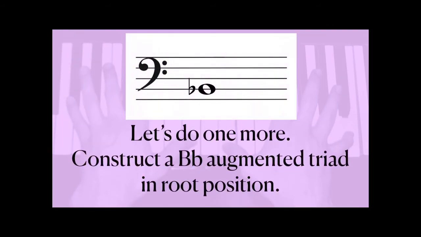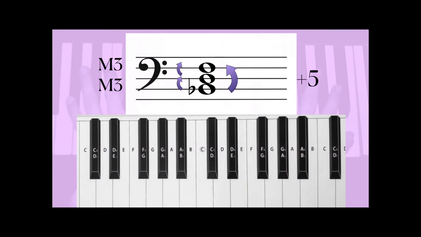Let's do one more. Construct a B flat augmented triad in root position. Line, line, line. Major third on the bottom, major third on the top, augmented fifth between the root and the fifth. Let's count on the keyboard, starting on a B flat. 4 half steps up to some kind of D, that's a D natural. Now we'll go up 4 more half steps, starting on that D. Some kind of an F, this would be an F sharp, and yes, it is possible to have a flat and a sharp in the same triad.